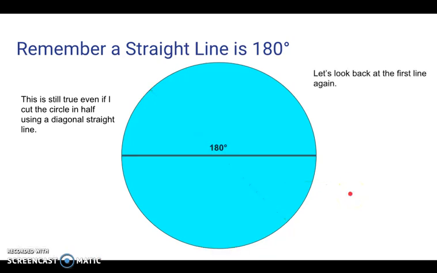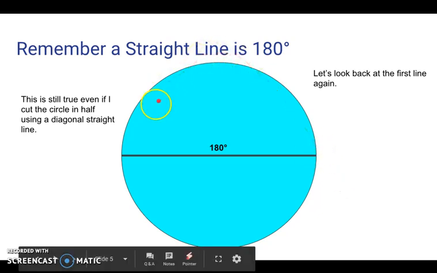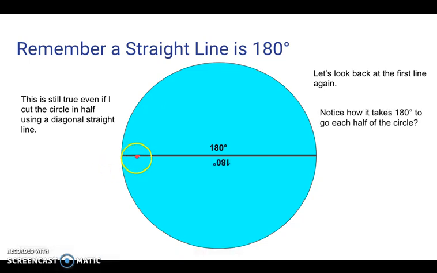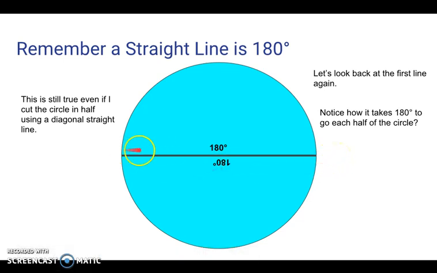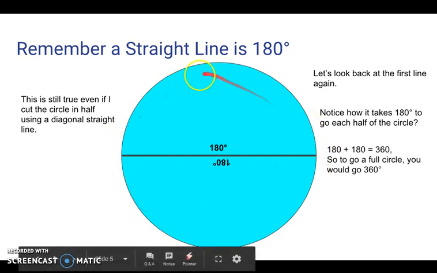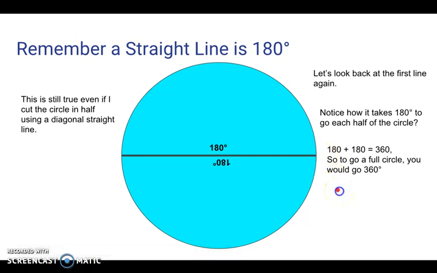So we're going to go back to the first way, because I want you to look at this. With a circle, I go 180 degrees to go around this way, and then I go 180 degrees to go around this way. So if I go 180 degrees this way, and then 180 degrees this way, the full circle is 360 degrees. So that's how many degrees it is in a whole circle.